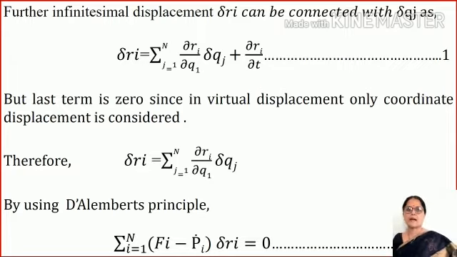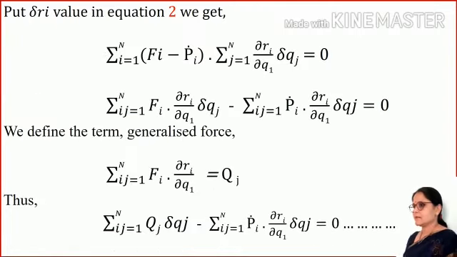Using D'Alembert's principle, summation of i equal to 1 to n, (Fi minus Pi dot) dot delta Ri is equal to 0. This is equation 2. Put the delta Ri value in equation 2, we get summation of i equal to 1 to n, (Fi minus Pi dot) into summation of j equal to 1 to n, dRi/dQj into delta Qj, is equal to 0. Here Fi is the force on the ith particle and Pi dot is equal to m Ri double dot.